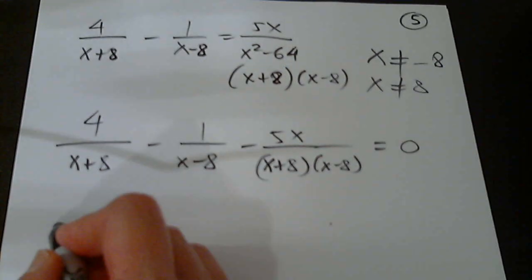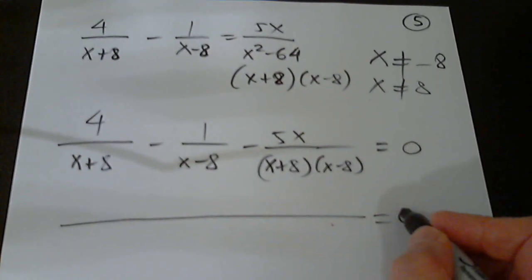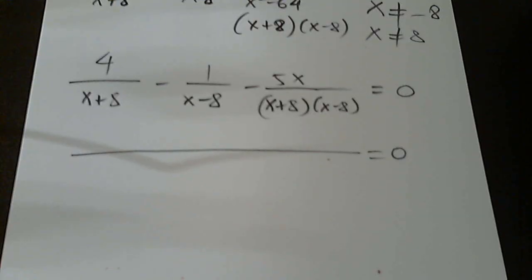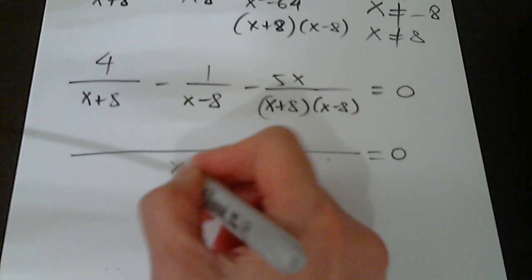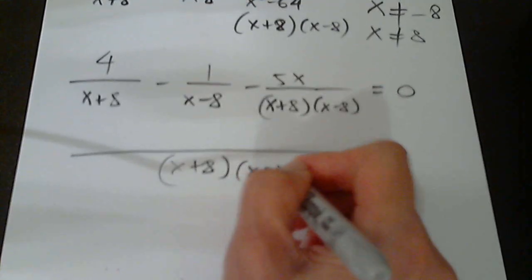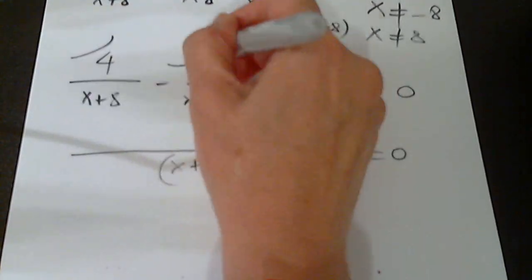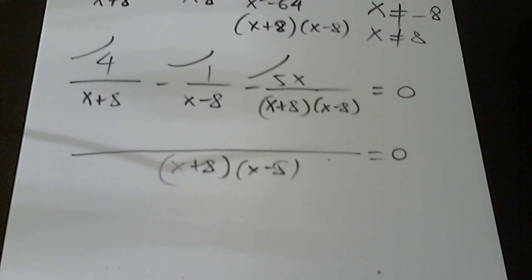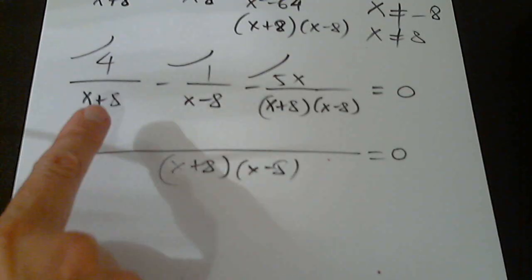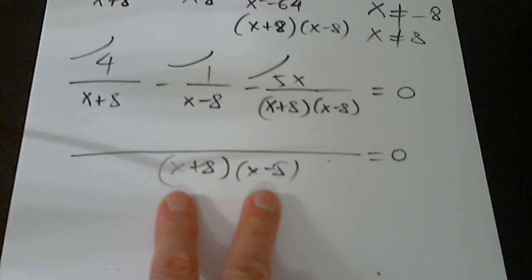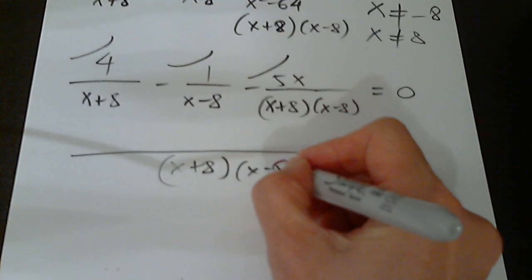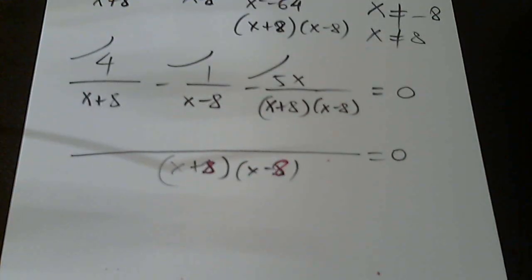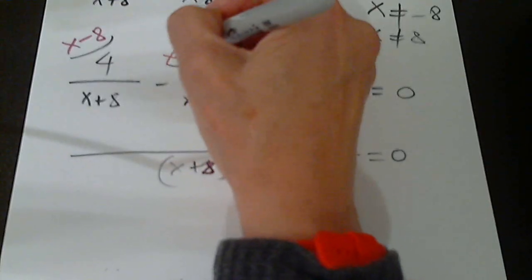Perfect. The least common denominator, please. X plus 8, X minus 8. Of course. What do I need up here? X minus 8, X plus 8, and 1. Brilliant.